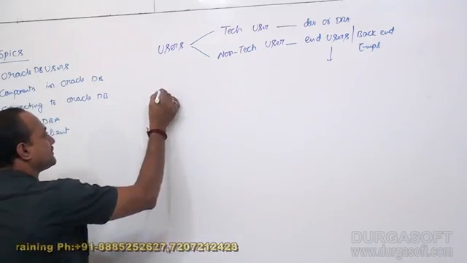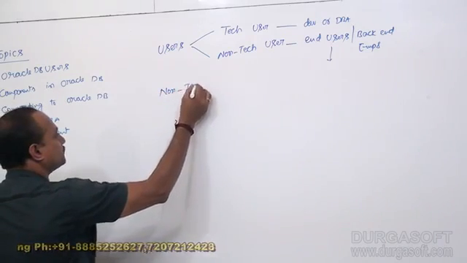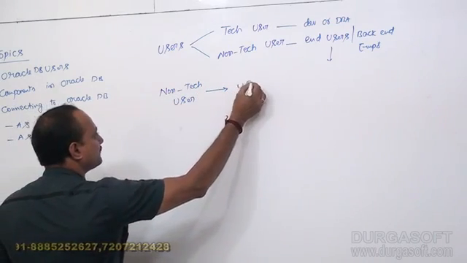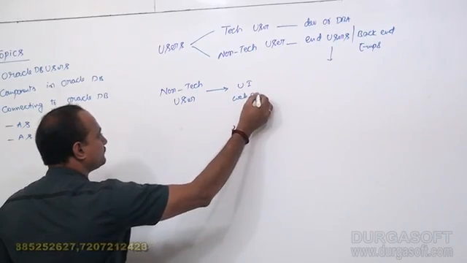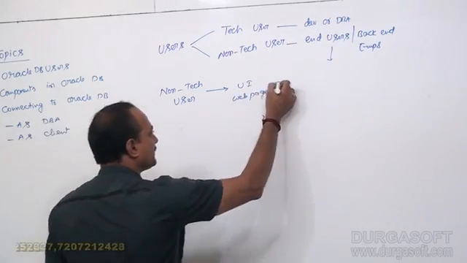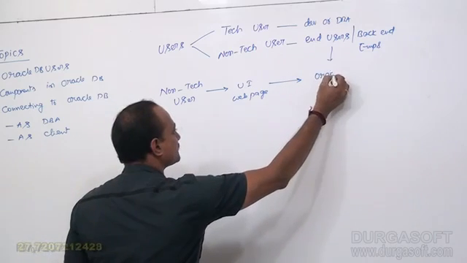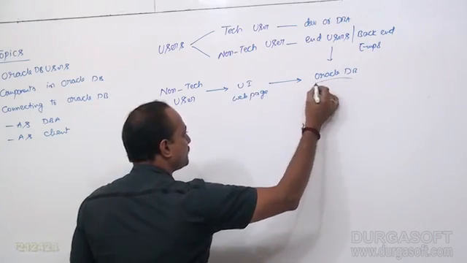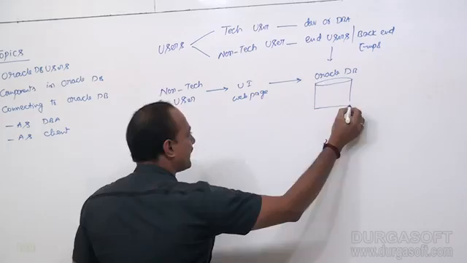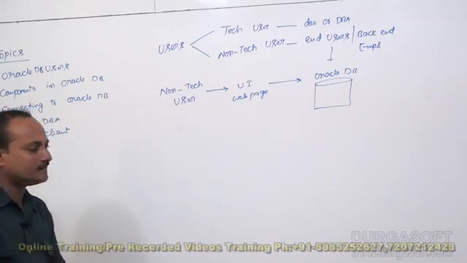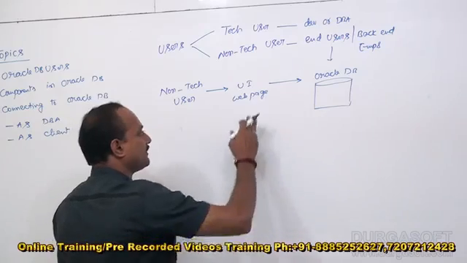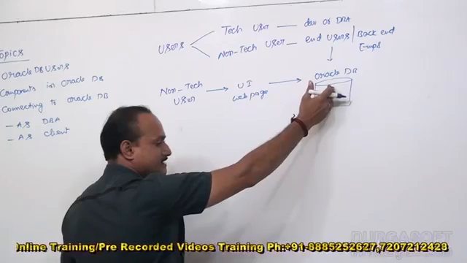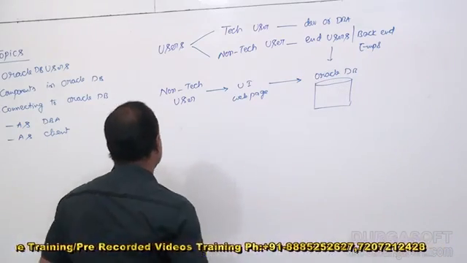Let us consider any non-technical user. A non-technical user uses a UI like a web page. Through this he will interact with the Oracle database. He is just interacting with the UI, and from the UI the request will be sent to the backend database. Either data will be fetched from the backend database, or data is entered into the database, or old data already within the database can be modified.